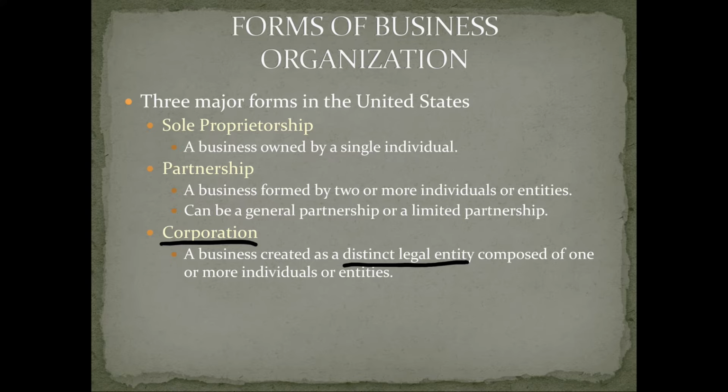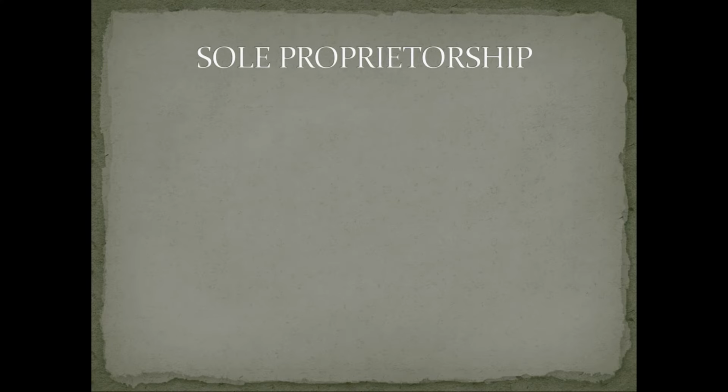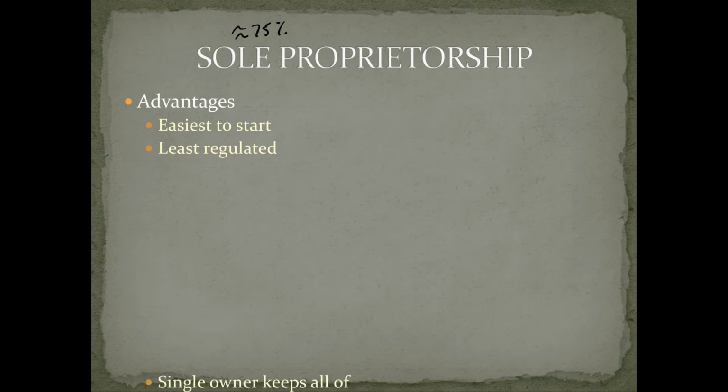Let's jump into the advantages and the disadvantages of each, and I'll also give some more details on the different forms upcoming. So first, a sole proprietorship. As I mentioned, approximately 75% of all businesses are sole proprietorships. What are the advantages of a sole proprietorship? First of all, they are easiest to start. One thing being you don't have to register with the state. You may have to register in your city, but not always, but they are easiest to start, less obligations to start a sole proprietorship. They are also the least regulated of our 3 major forms of business.